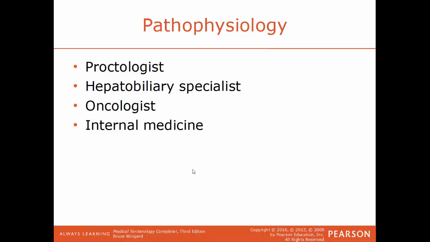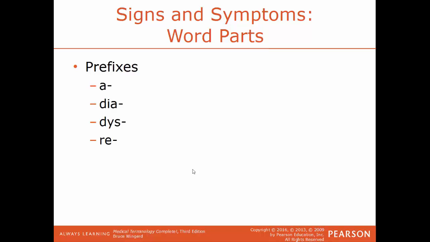Oncologist, dealing with cancer in general. And also someone who studies internal medicine. This could cover a wide range of issues, going from the intestines to the pancreas to the liver or gallbladder. So some of these specialties are going to be more general, others are going to be more specialized within the system. All right, now we'll talk about some signs and symptoms and their common word parts.